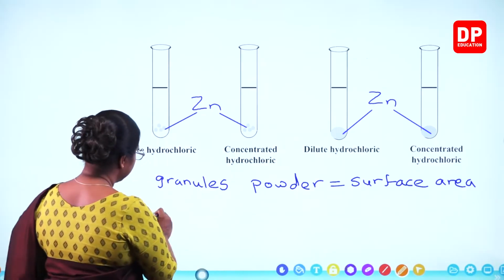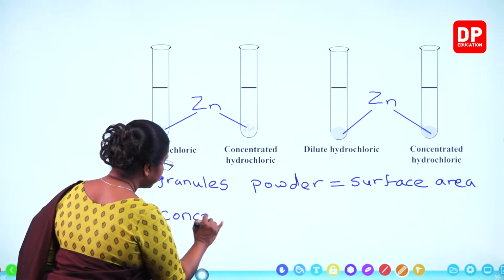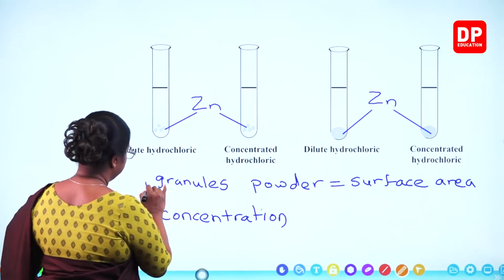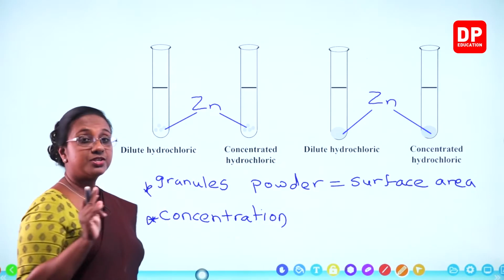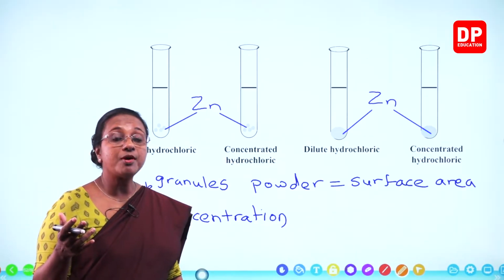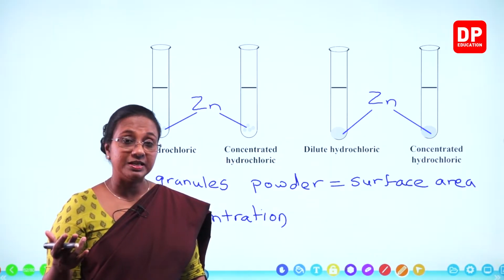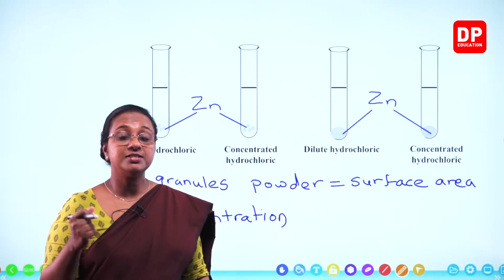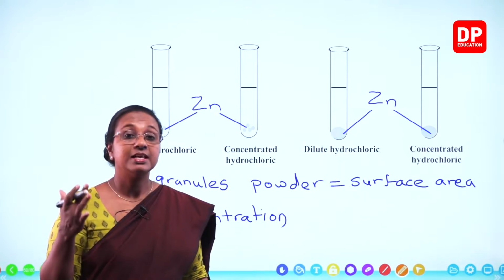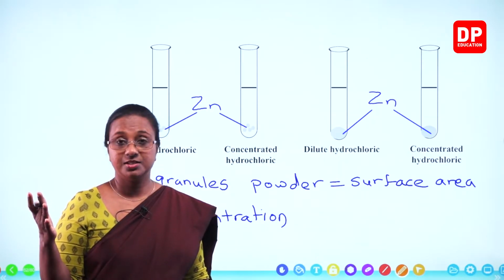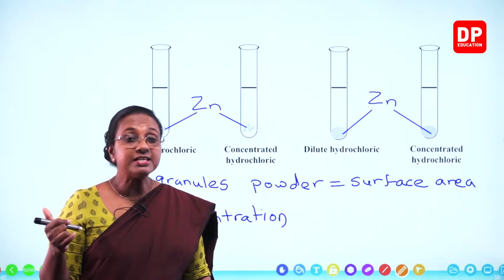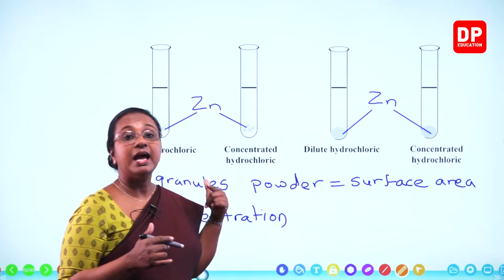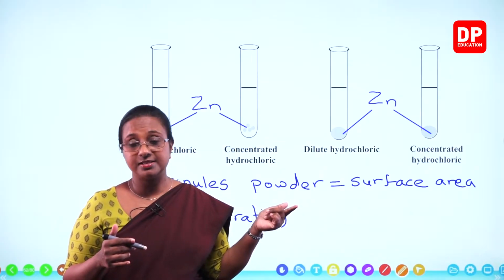The second factor is concentration. Now, concentration, how does it affect? When the concentration increases, again the number of reactants in a unit volume of the mixture is greater. Therefore, the number of collisions in a unit time increases. Thus, the rate of reaction increases. So, the highest rate of reaction will be when you have zinc powder and concentrated hydrochloric acid.